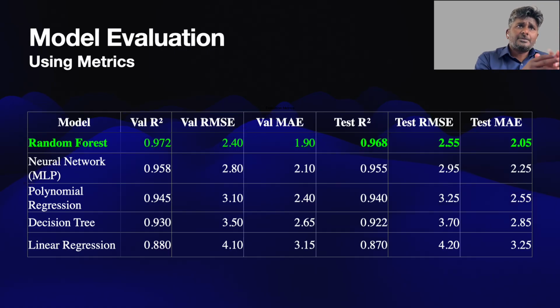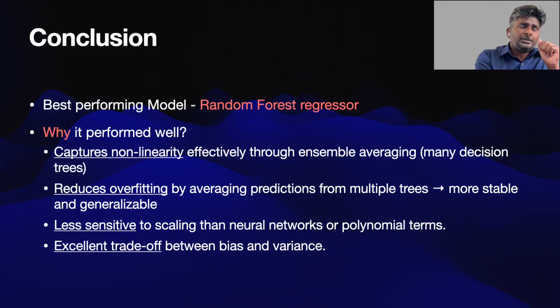The first set is validation data, and the second set is the test data. It's very clear: random forest beat the other models. I'm sure the neural network is very close, but because of the data set size, it was not that up to the mark. Random forest beat all the other models, mainly because of the ensemble averaging of the various decision trees. That's a quick snapshot I wanted to share.